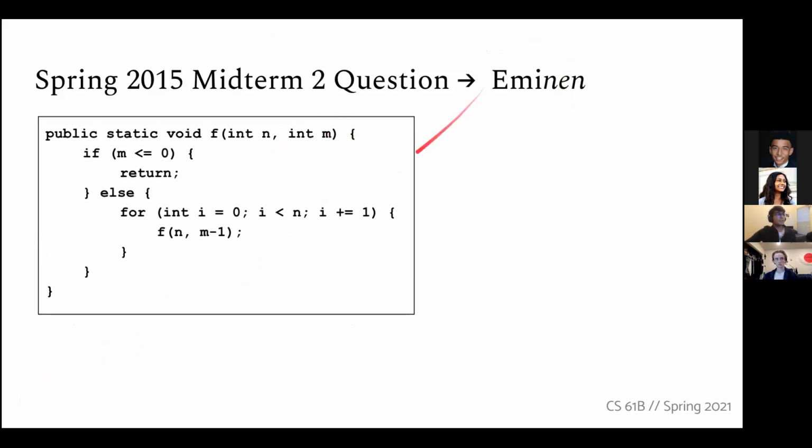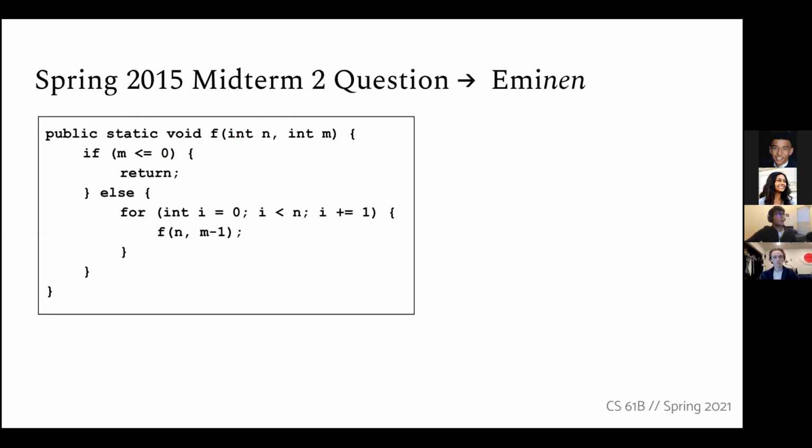This one's tricky in the sense that we're actually giving you two inputs. We're giving N and M. This is from the spring 2015 midterm, and we're asking you what the asymptotic growth is. It might fully be dependent on N. It might fully be dependent on M. We don't know yet, but we're going to try to find out, right?